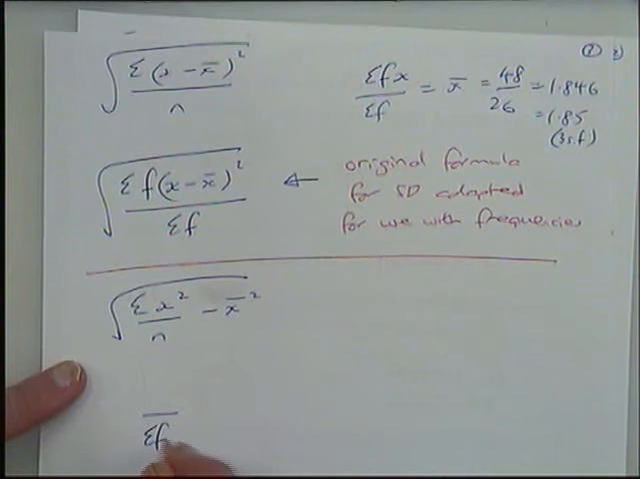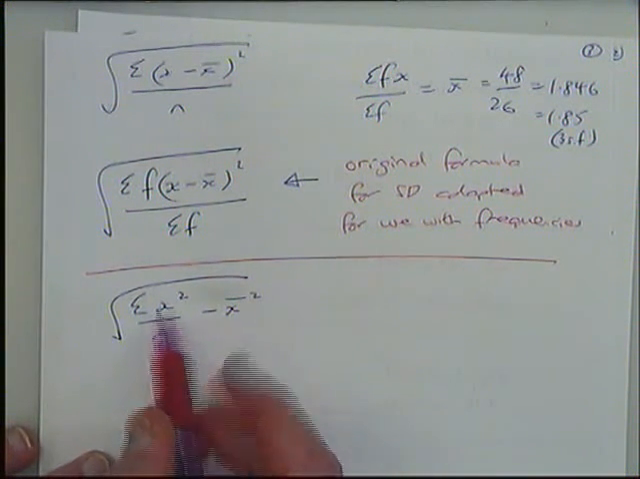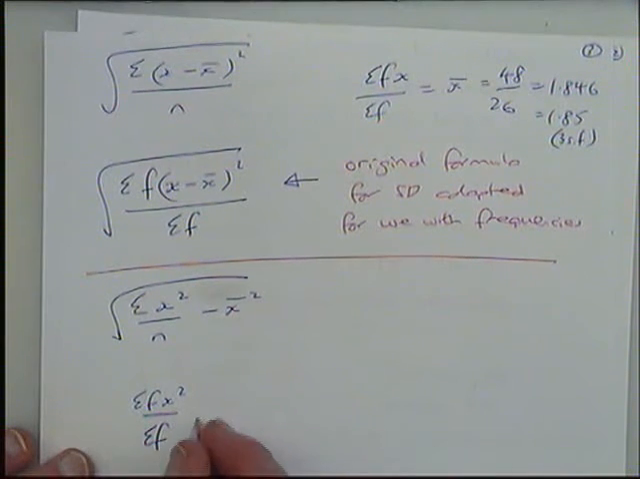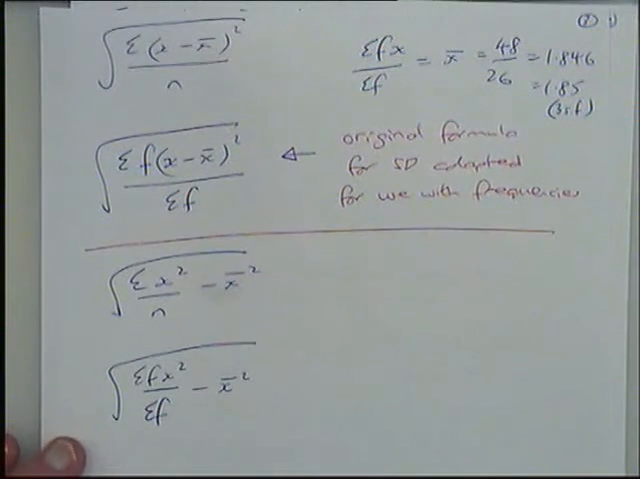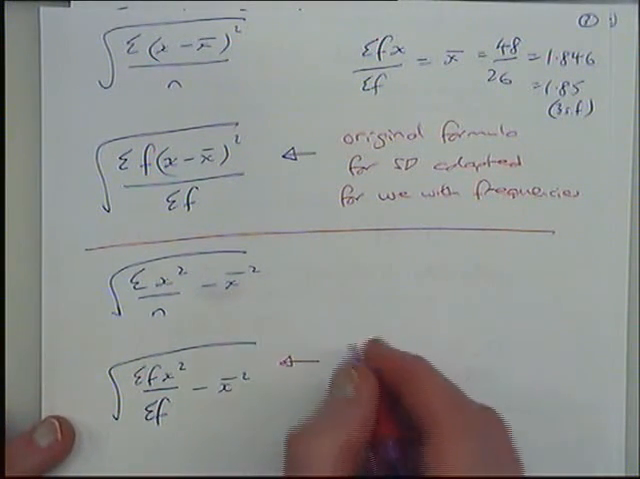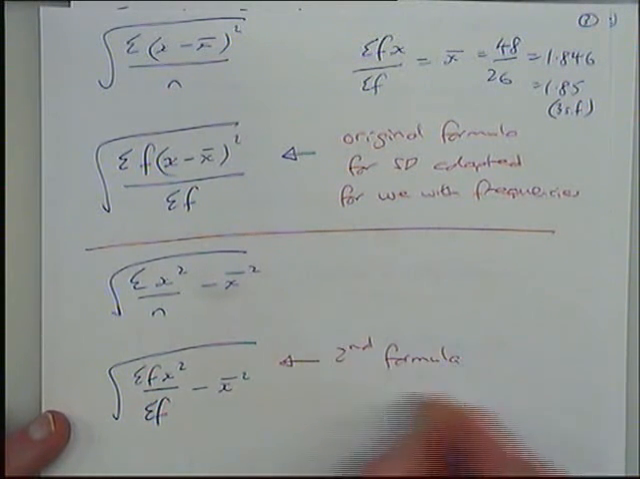Swap the n for a sigma f. Yes. What do you think? Where do you think an f might appear somewhere else? Here. Yeah. Okay. Sigma fx squared. We'll keep the x bar squared there. We'll keep the square root there. So this is the second formula adapted for use with frequencies.